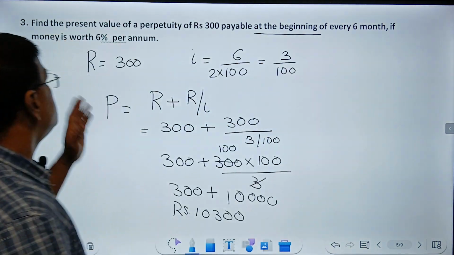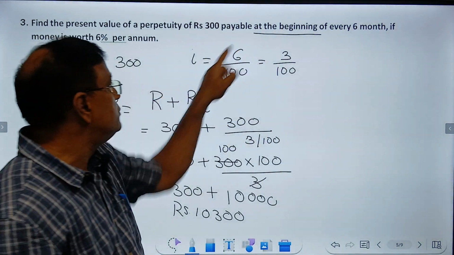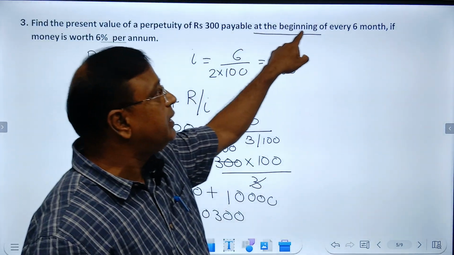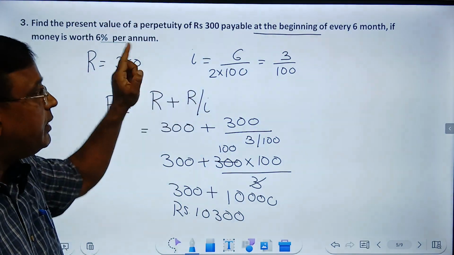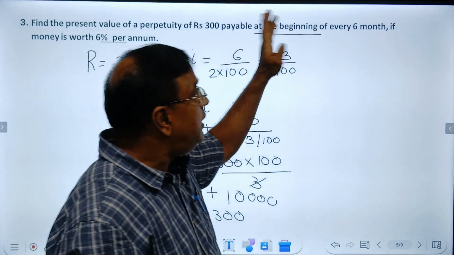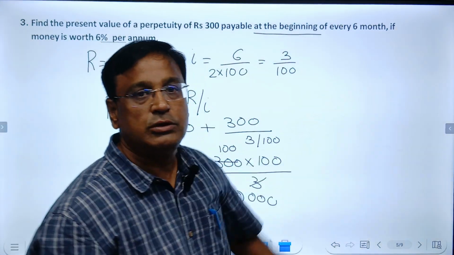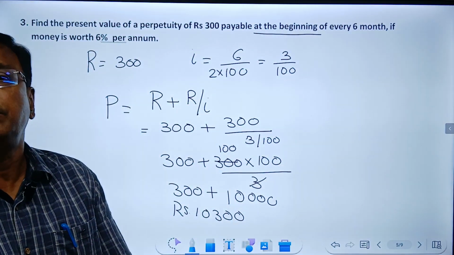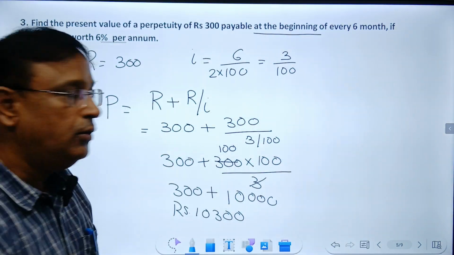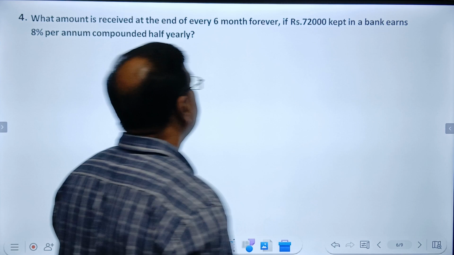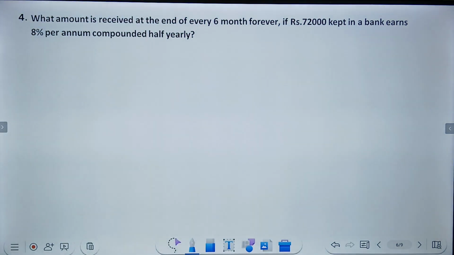I hope you understand this, okay? You understand why I use this formula here, because it is at the beginning of every 6 months. I hope you understand why I am dividing by 2. I am dividing by 2 because payable every 6 months. So in a year, you're going to pay 2 times, the interest has to be halved, okay? If it is quarterly, you divide it by 4. Okay, let's go to the next question.